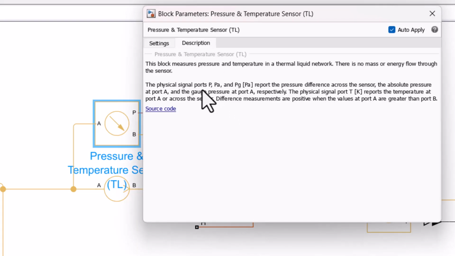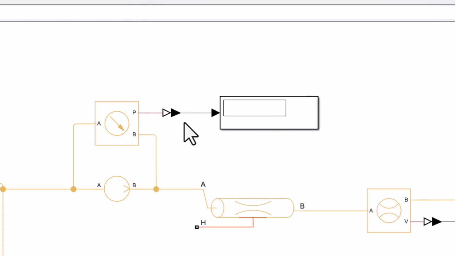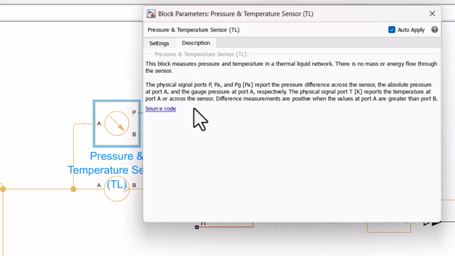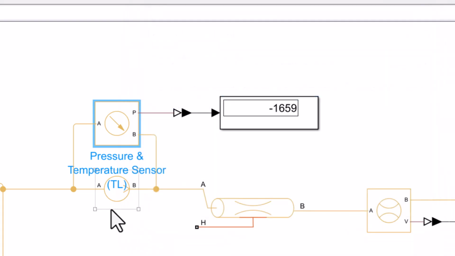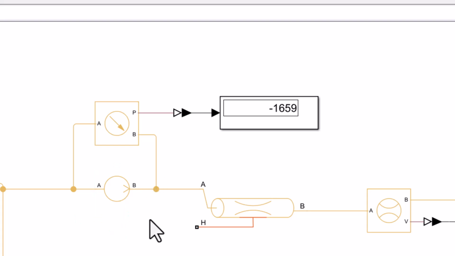The description says that the pressures are in Pascal. The unit is Pascal, so it's fine for now. I run the model, and it gives me the result in pascals. You see the result is negative since, as the description says, the difference measurements are positive when the values at port A are greater than port B. The outlet of this pump is high pressure, so the B port has a higher pressure than the A port.